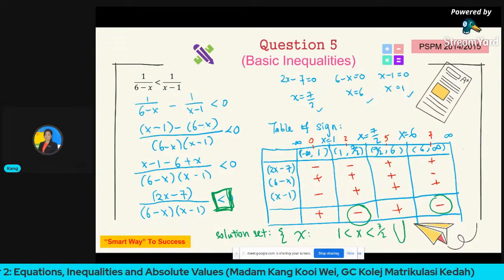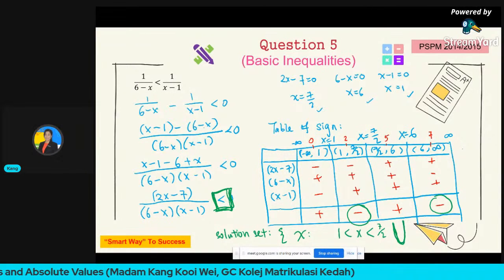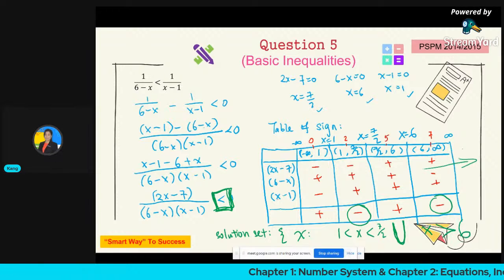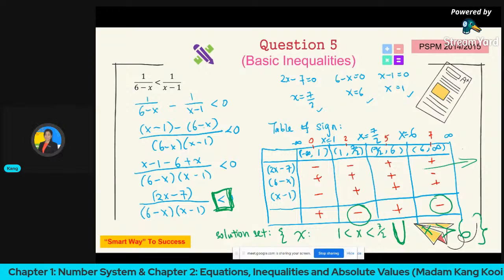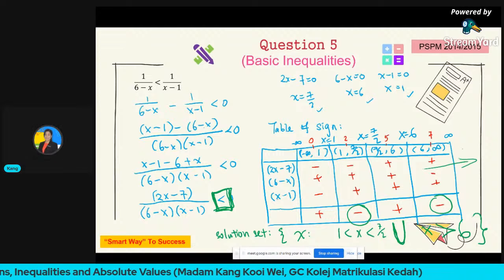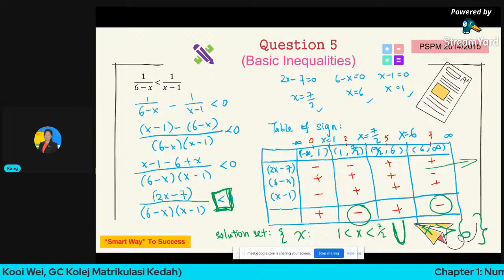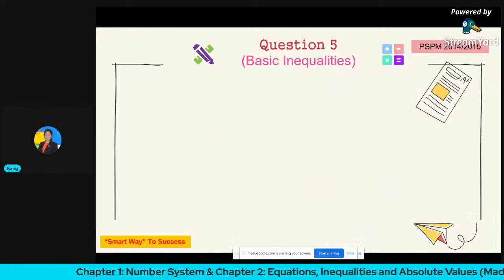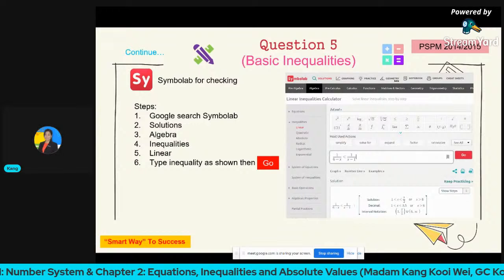Then to combine two answers, we will use union. For this one, we have x on only one side, so go to this side. Greater than 6. This one is our solution set. So this is the final answer for question number 5. Okay, class, do you understand how to solve it? Yes, madam. Okay, thank you.